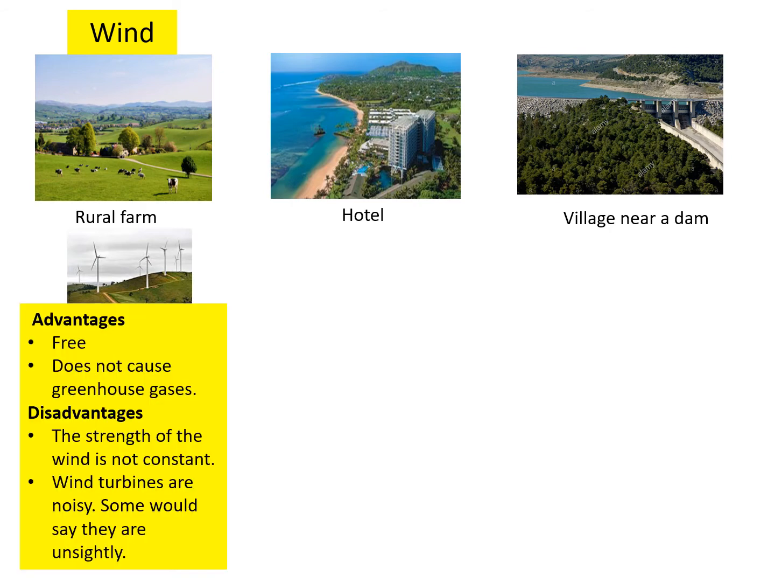The advantages of wind energy are that it's free and does not cause greenhouse gases. However, if the strength of the wind is not constant, then this may stop the wind energy from generating. Wind turbines can also be noisy and unsightly, so there may be some people who do not want them near their property.